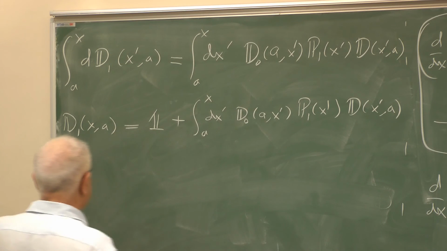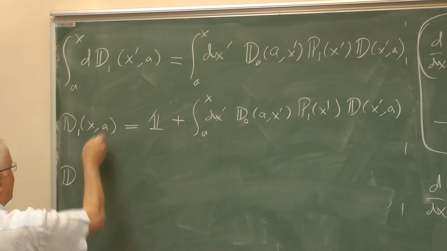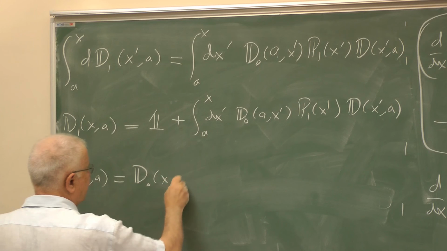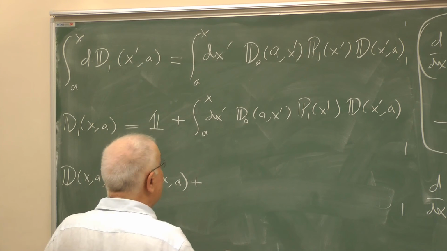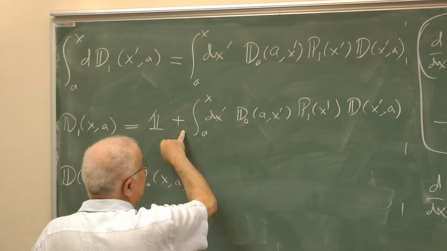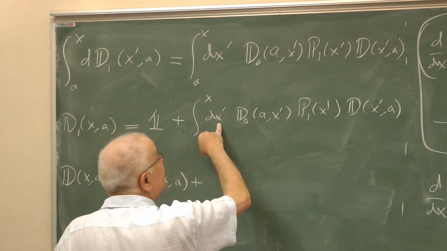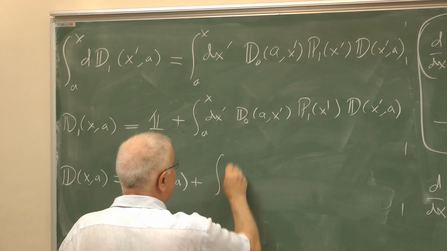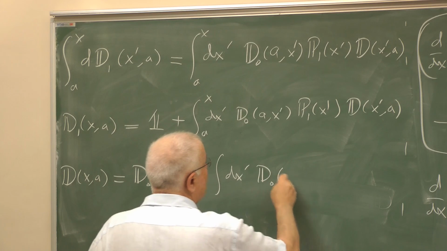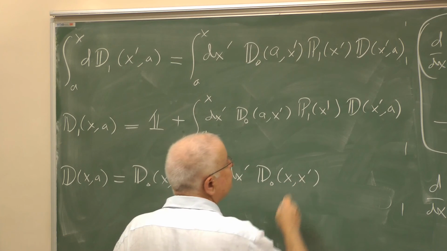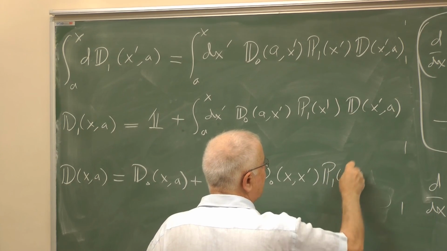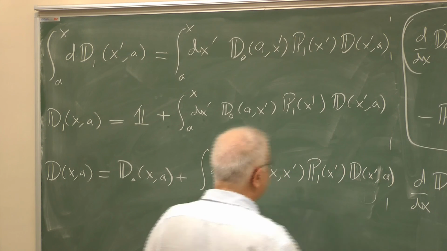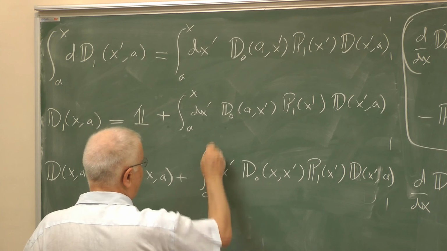But we are interested in d, which is d0 times d1. d of xa equals d0 xa plus, now d0 xa can easily enter an integral which is over x prime. d0 xa ax prime is d0 of x prime, then p1 of x prime, then d of x prime a. The limits are from a to x.